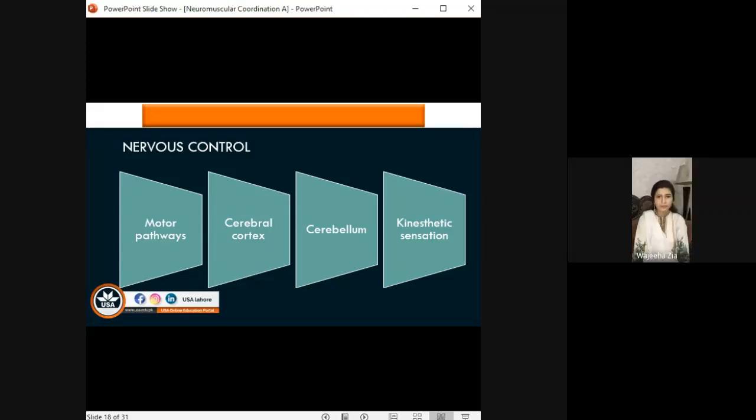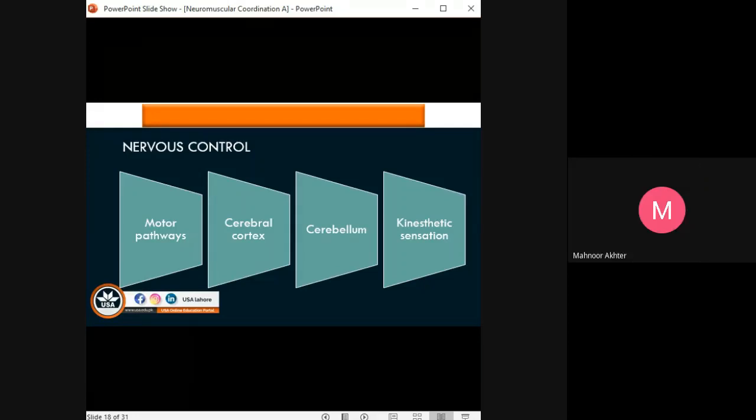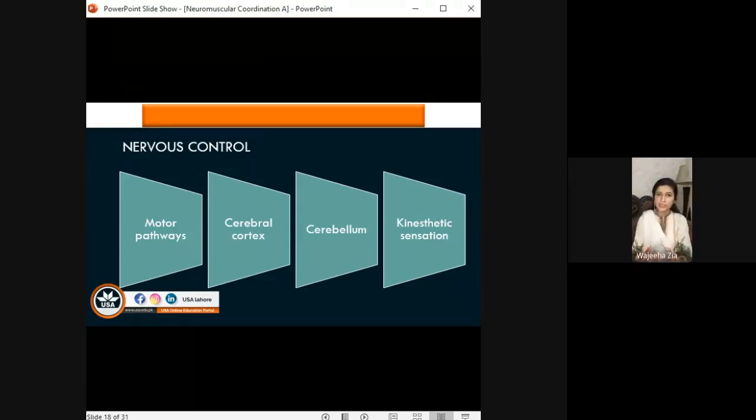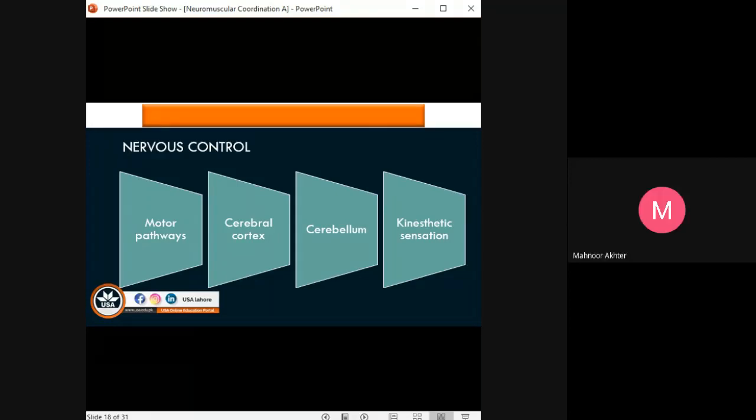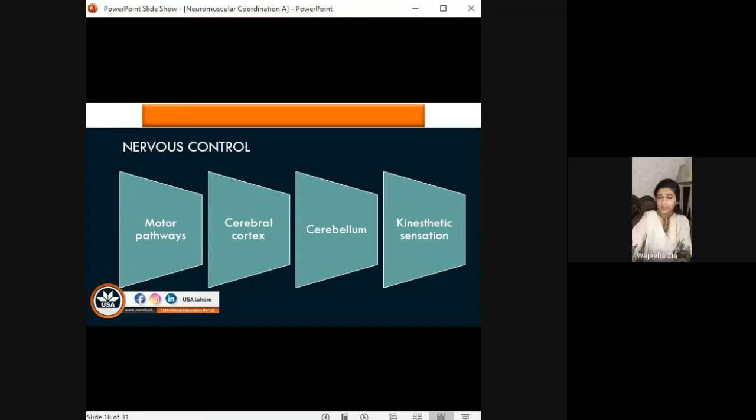Okay, very good, Mahanur. But you are adding so many muscles. Try to keep it simple. Take one movement, hip flexion. Hip flexion is done by the iliacus and the psoas major. And the hip extension is done by the Gmax.